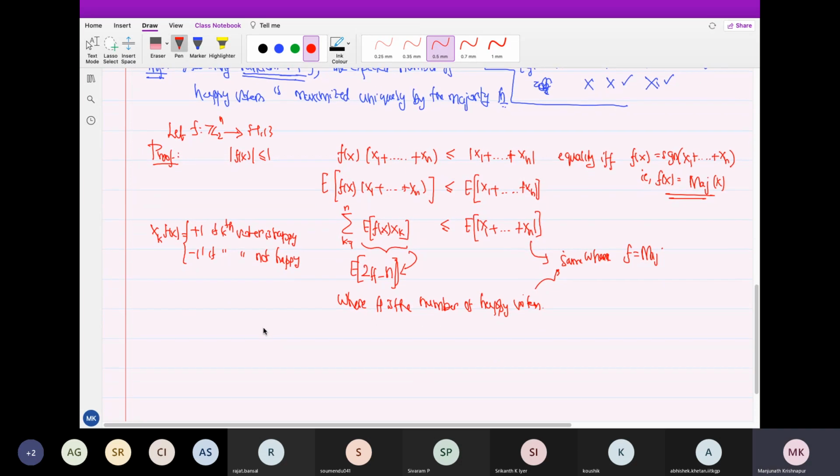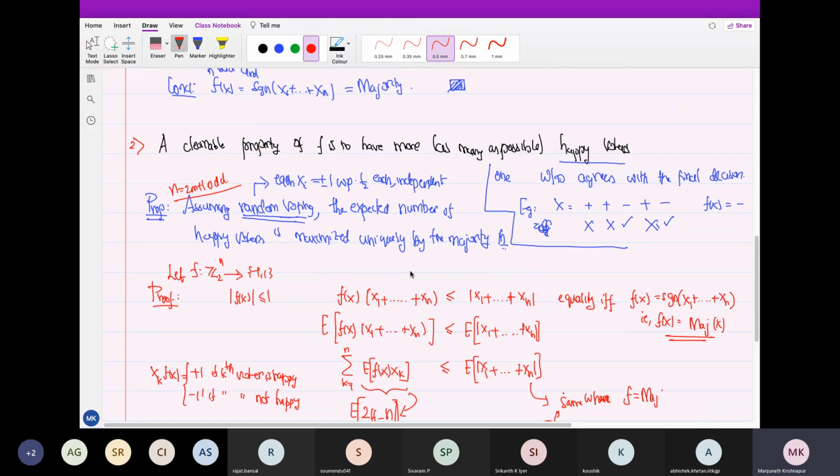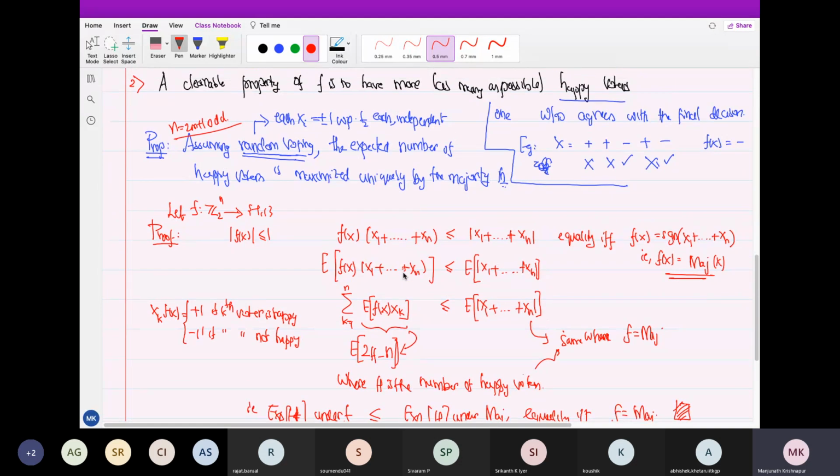So the expectation of h under f is less than or equal to the expectation of h under majority, and equality holds if and only if f is actually the majority function. So just a simple proof, but a nice, pleasant conclusion. That's all. Any questions here?